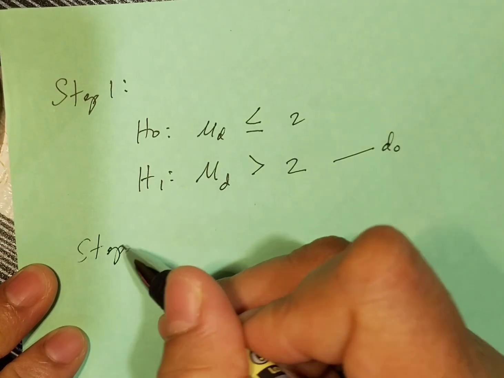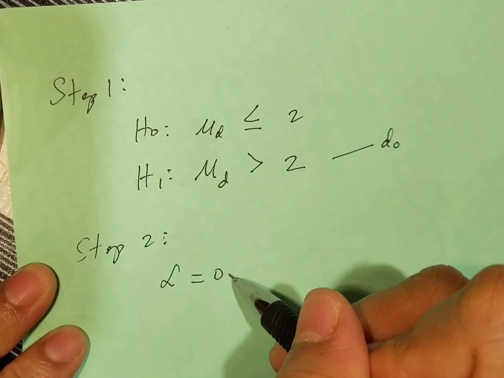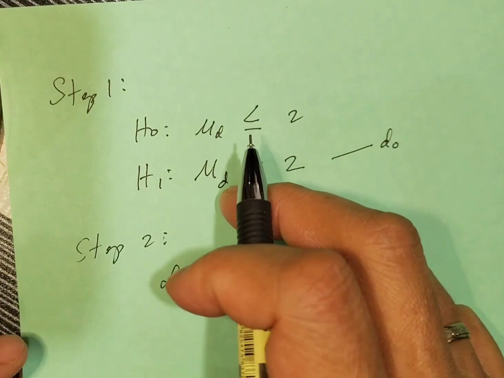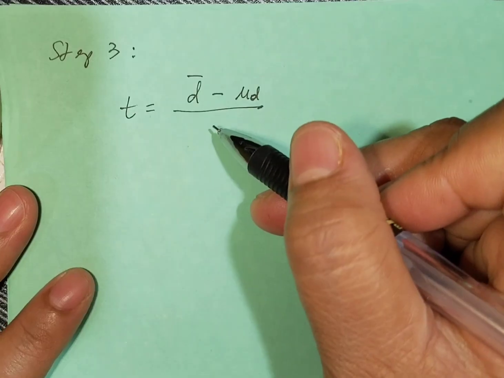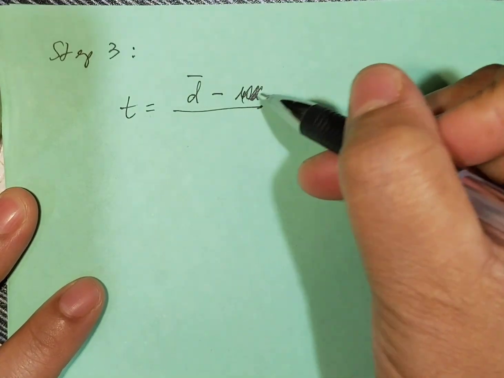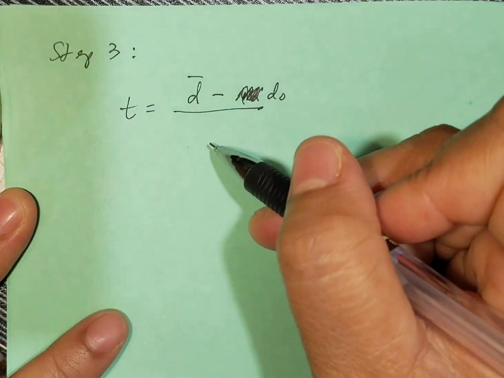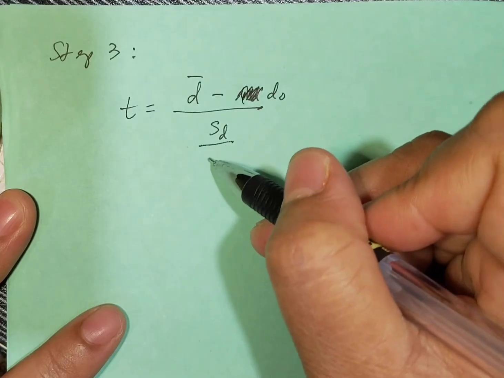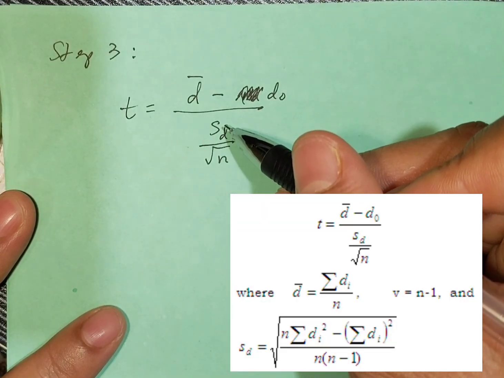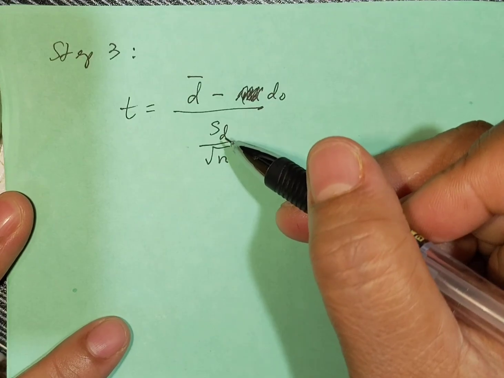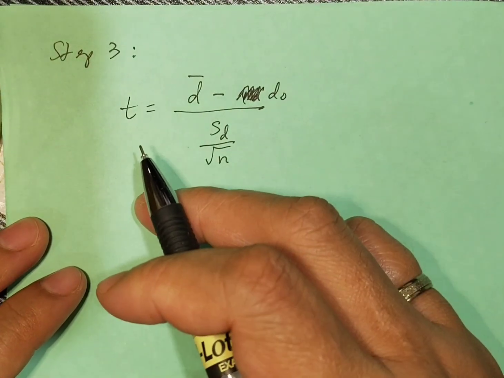Now, your step 2 is given in the problem, your level of significance is 0.05. Then we go to step 3. We are to use the formula t is equal to d bar minus d sub 0, over s sub d over the square root of n. Your s sub d is the standard deviation of your d bar, or the standard deviation of the difference. Okay, so that's step 3.